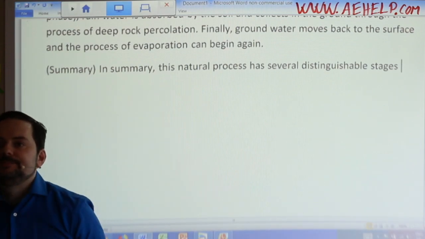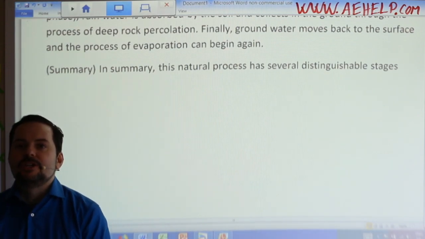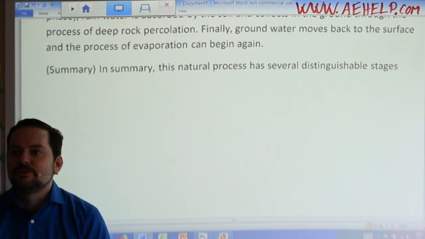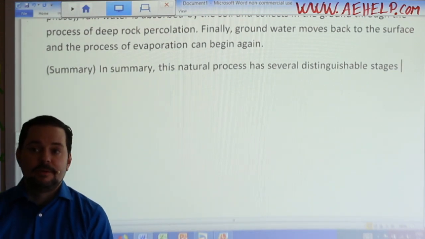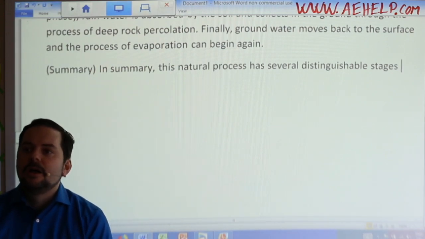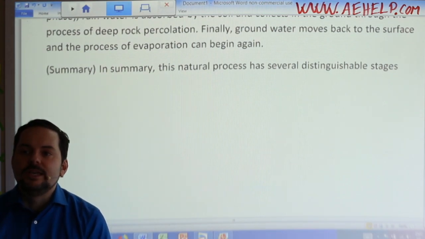And what? So give me some more information here, guys. So in summary, this natural process has several distinguishable stages. Careful saying it's very important, Rana, because that's more of an opinion, right? It's important for humans. What is interesting and what is easy to see about these 6 stages?